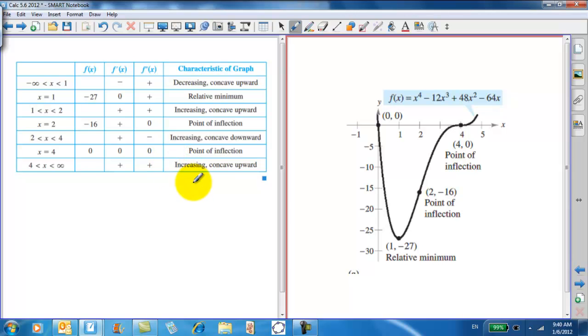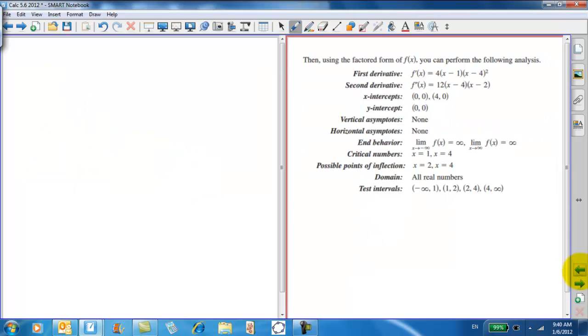So the end behavior, let's look back at that end behavior again. Yeah, as you approach negative infinity and positive infinity, the y's are going to approach positive infinity since it's a 4th degree.